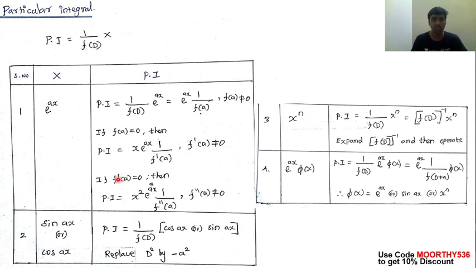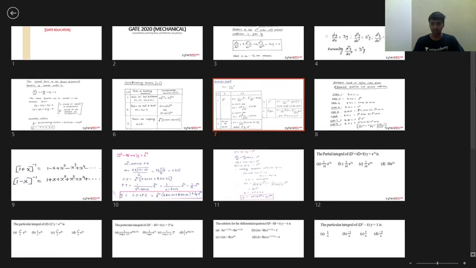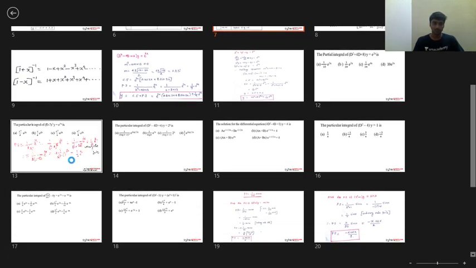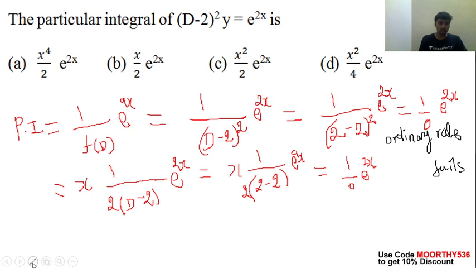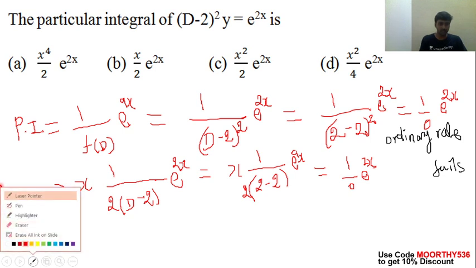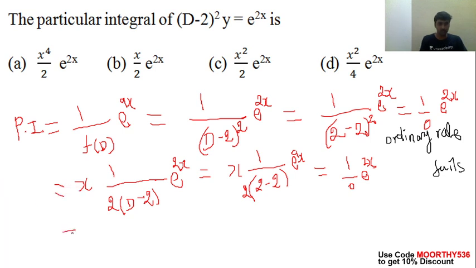If f dash of a is equal to 0, then again we have to multiply by x in the numerator, and a second time differentiate the denominator one time with respect to D, giving f double dash of a. So in this procedure, differentiating again, we get x into x, that is x square, and then we multiply the D inside.